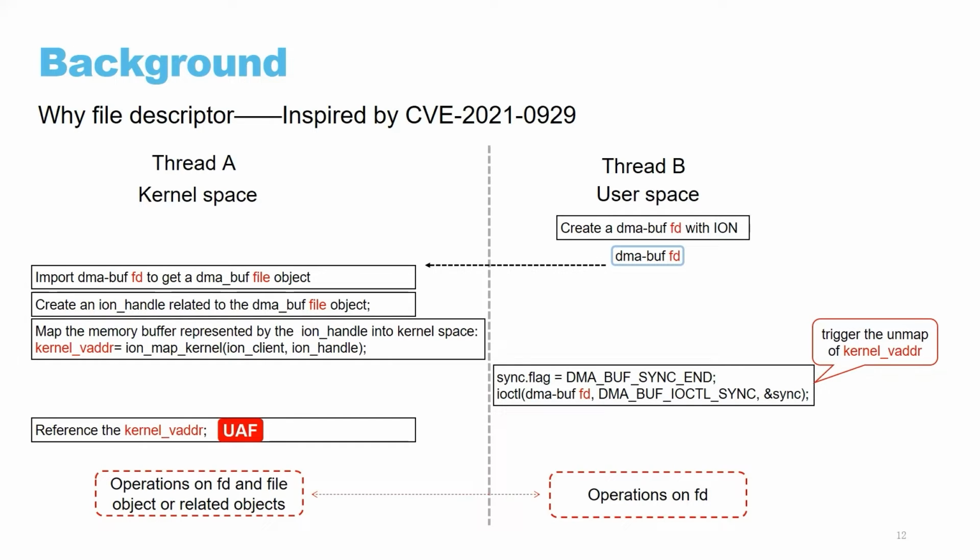This DMA buf FD is passed to kernel space. And then in thread A, the kernel imports the DMA buf FD and creates an ION handle object. After that, the memory buffer represented by the ION handle gets mapped into kernel space as a kernel virtual address. Kernel would reference the kernel virtual address later, but in thread B, it can trigger the unmap of the kernel virtual address. As a result, use after free would happen in this race condition.